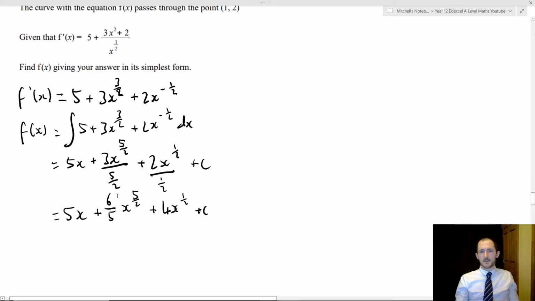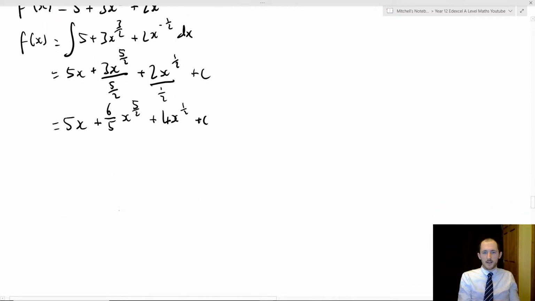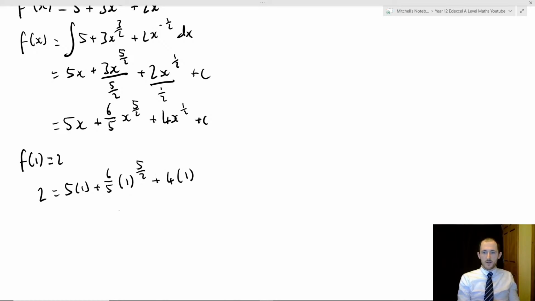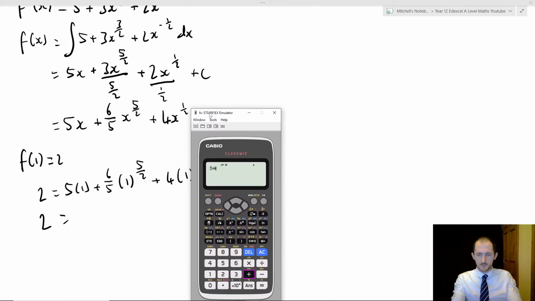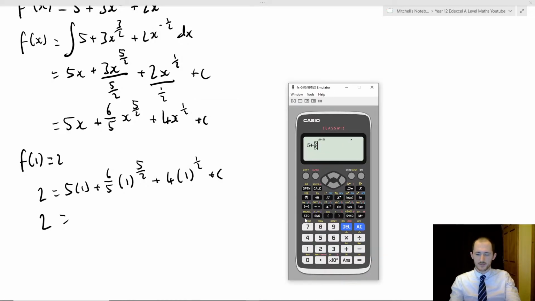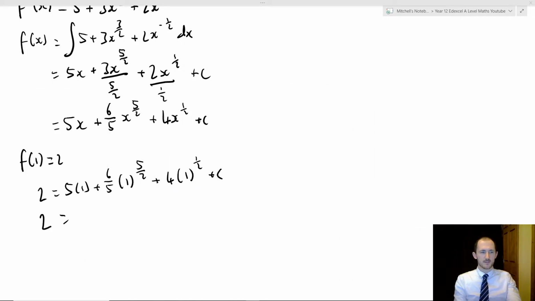c, and then again we have that f of 1 equals 2, right? So when we sub in x is 1, we should get 2, so we have 2 equals 5 times 1 plus 6 over 5 times 1 to the 5 over 2, plus 4 times 1 to the half, plus c. So that becomes 5 plus 6 over 5. Okay, that's slightly annoying to do in my head, so I'm going to do it on a calculator and be lazy. So we have 5 plus 6 over 5. That's just 1.2 actually, it's not that bad. Yeah, 51 over 5. Or 10.2. Let's leave it as 10.2.